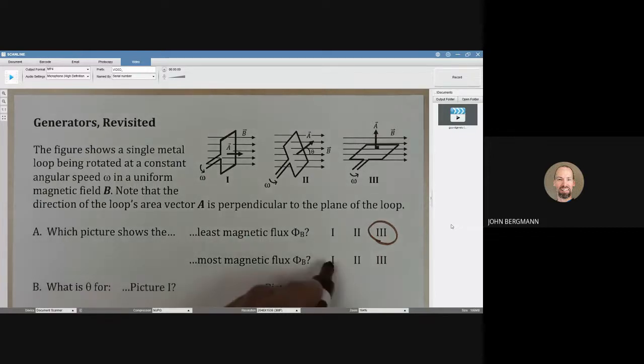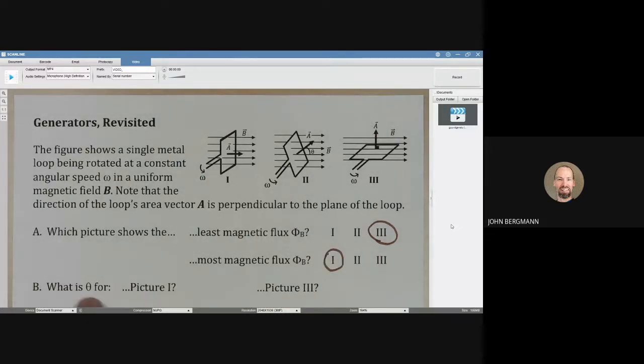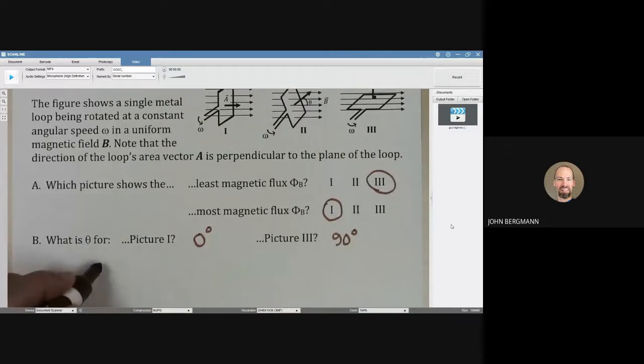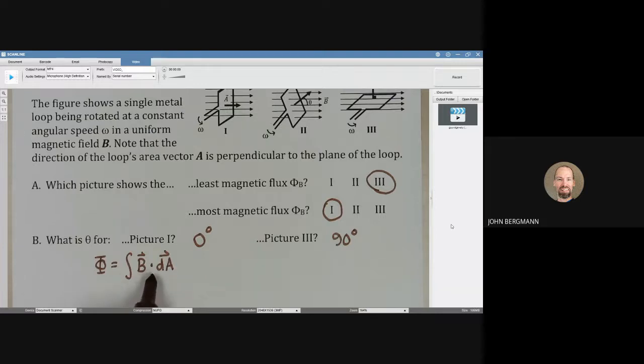Which one has the most? Well, that's going to be number 1. What's theta for picture number 1? Well, for picture number 1, theta is 0 degrees. And for picture number 3, it's 90 degrees. And whenever we are finding magnetic flux, you might remember that one equation for finding magnetic flux is B dot dA. And whenever you take a dot product and the angle is 90, you get nothing. And whenever you take a dot product and the angle is 0, that's when you get a maximum magnitude.